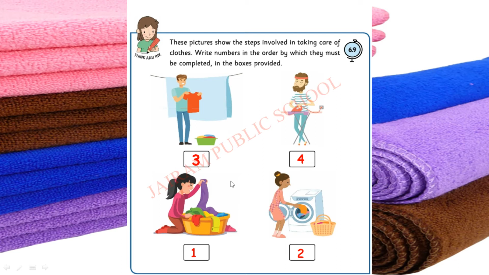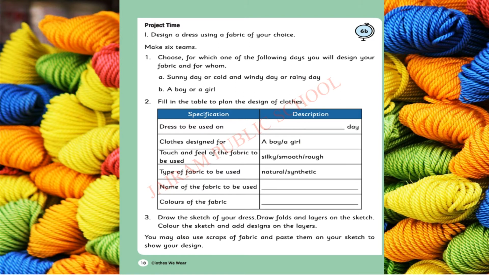Okay children, I hope everyone has done this activity. Clap for yourself. Very good. Shall we move to the next one? The next one is the companion activity, activity number 6B, page number 18. This is the project time activity, children. You complete this activity as a home task. Children, one has been done for you.